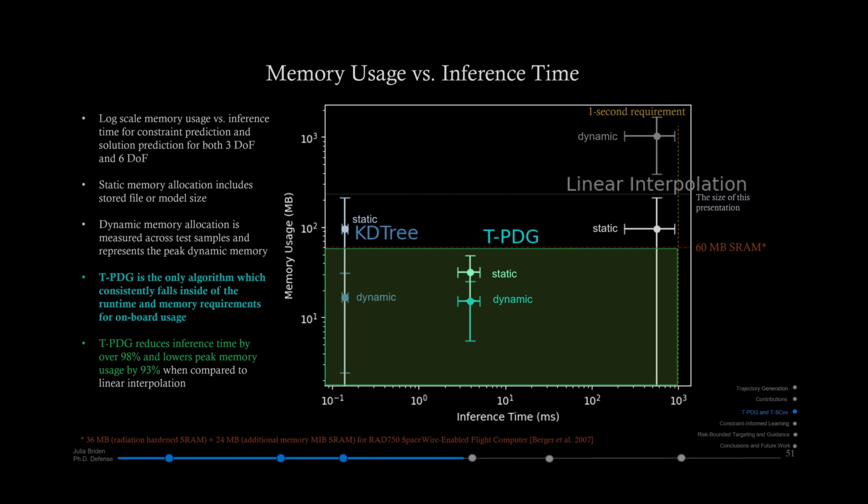Specifically, when we denoted our memory requirement, we did it based on a RAD750 SpaceWire estimate for SRAM. And using T-PDG, when compared to linear interpolation, reduces inference time by over 98%, and also lowers peak memory usage by 93%. So there are significant gains, especially compared to linear interpolation.